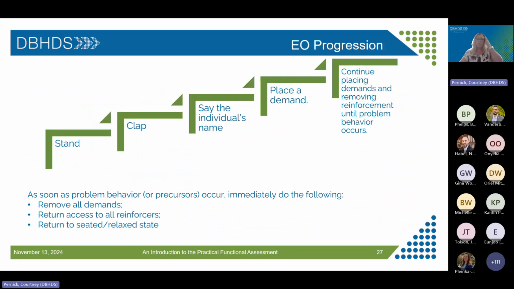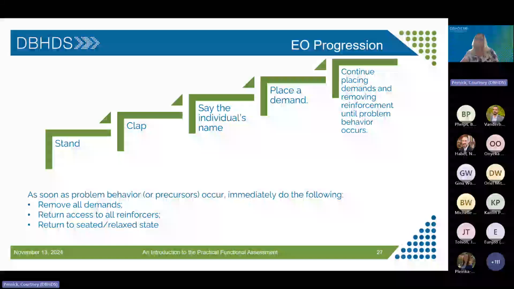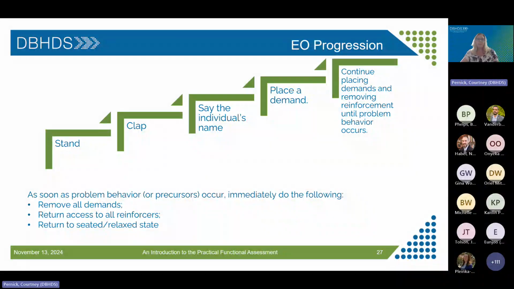Here's an example of what that EO progression might look like. So the implementer will stand, clap, say the individual's name, place a demand, and then continue placing demands and removing reinforcement until problem behavior occurs. And as soon as problem behavior or a precursor to problem behavior occurs, immediately remove all demands, return access to all reinforcers, and return to that seated, relaxed state.